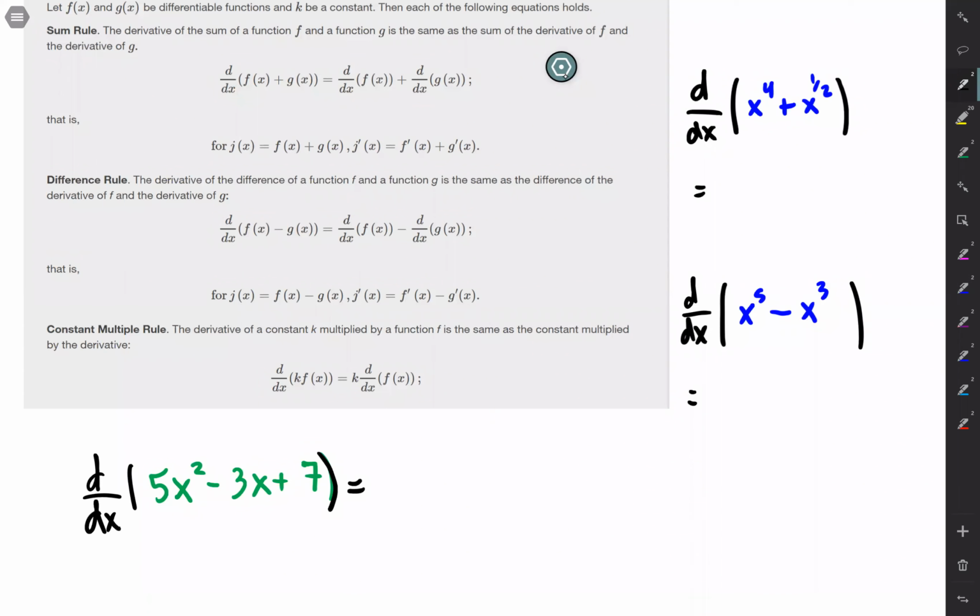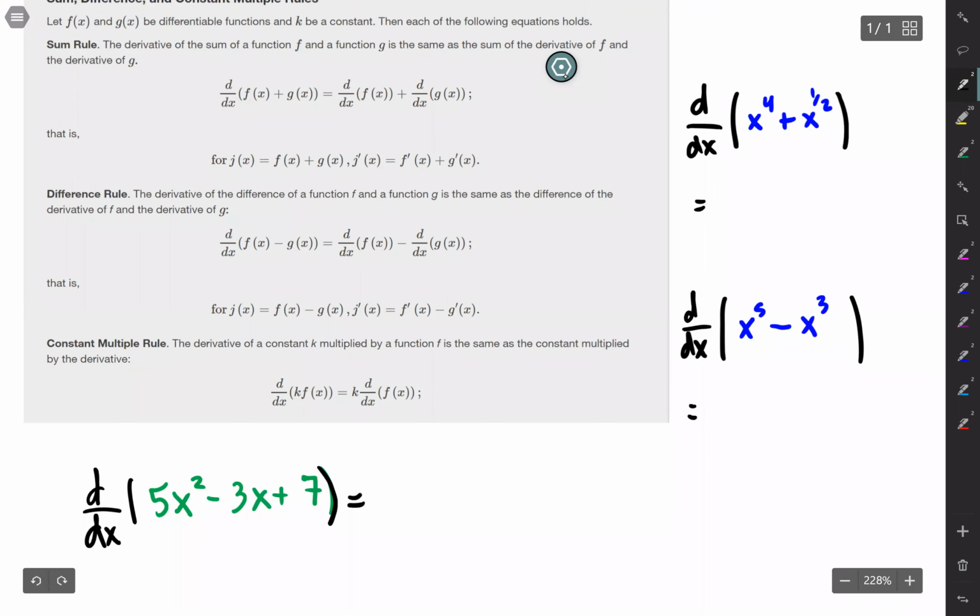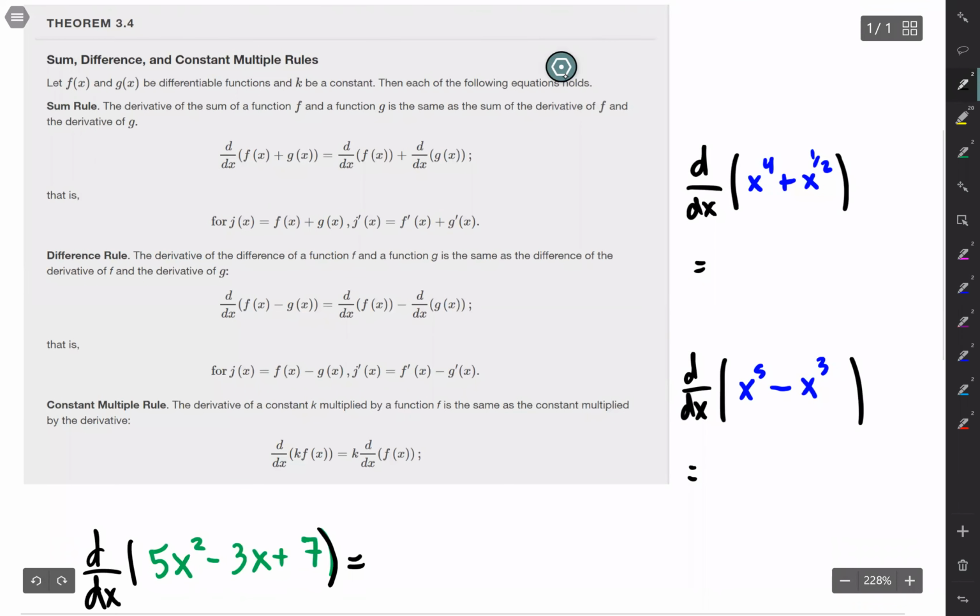Okay, now I'm going to do just a few more examples going over the sum, difference, and constant multiple rules, just to really drive home the point. So again, the sum rule says if I want to take the derivative of a sum of functions, so I'm taking the derivative of the sum x to the fourth plus x to the 1/2, then the rule says I can just take the derivative of each one of those pieces separately and then add up the result. So this is the derivative of x to the fourth plus the derivative of x to the 1/2.